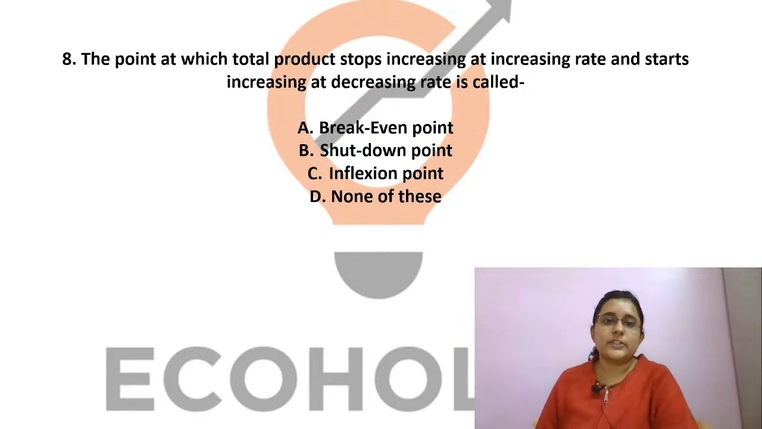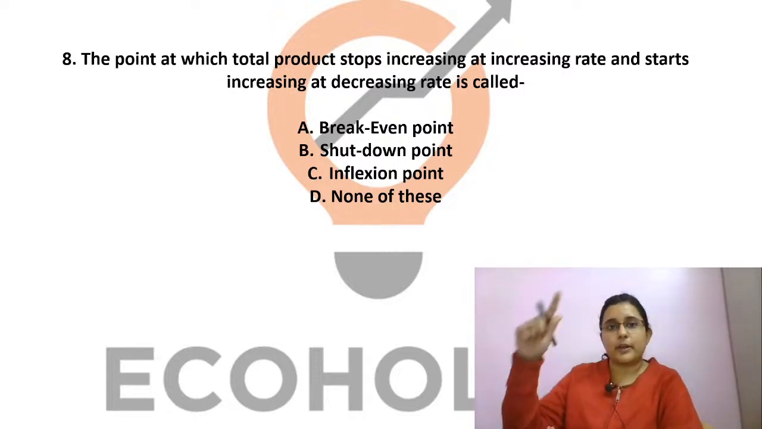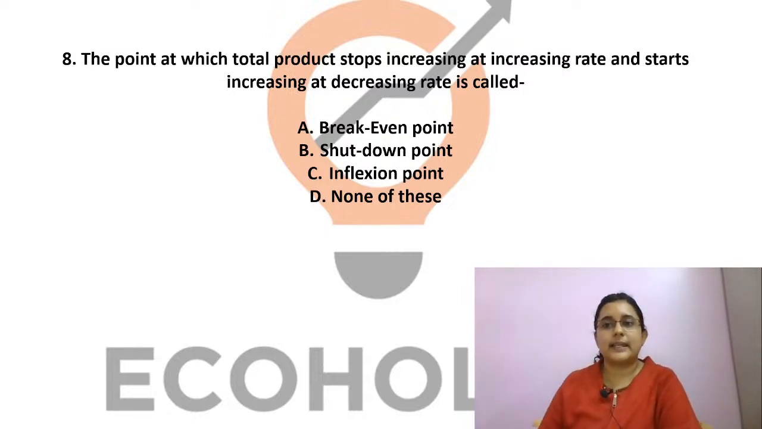The point at which total product stops increasing at increasing rate and starts increasing at decreasing rate is called what? Break-even point, shutdown point, inflection point, or none of these? What will be the right answer? The point at which total product stops increasing at increasing rate and starts increasing at a decreasing rate.